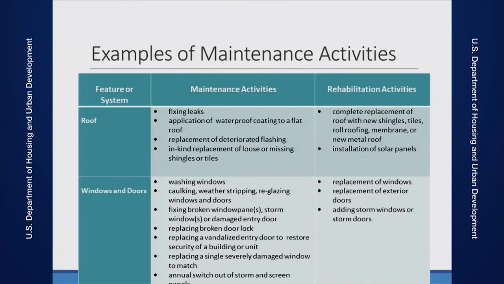A great feature of that notice is that it provides pages of comparisons of activities that would be considered maintenance compared to activities that would be considered rehab. So if you're not sure if a particular action would be maintenance, the odds are good that you'll find it in this chart. So this is important to define because maintenance activities could be CEST, whereas a rehabilitation activity would be categorically excluded subject to. So it's important in defining the level of review.